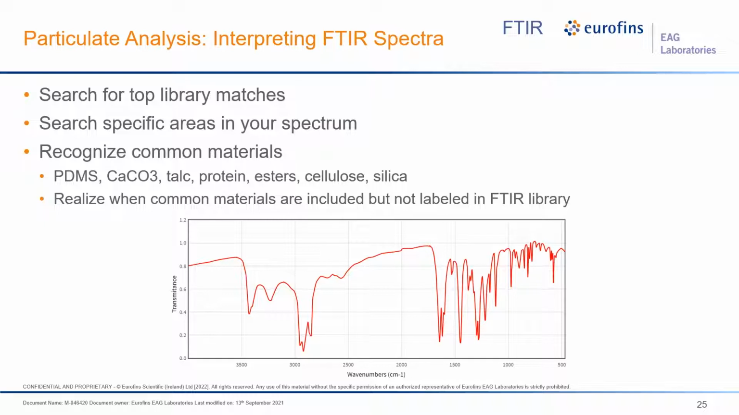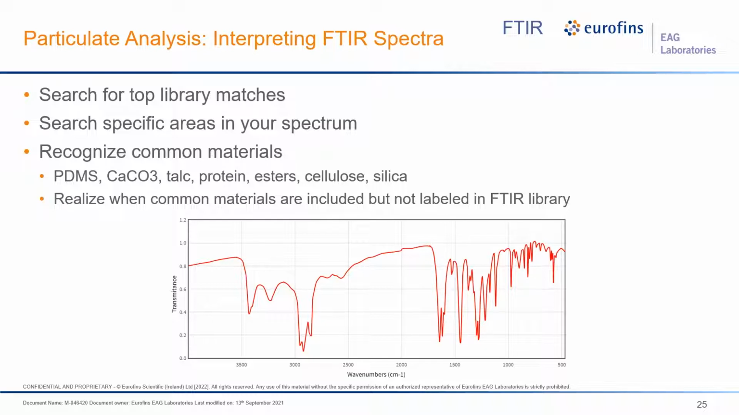You want to search a specific area in the functional group region. So if you search one functional group or two functional groups, see what other compounds have these functional groups in common, and recognize common materials. For example, PDMS we see fairly often as a background or by itself. PDMS is in our makeup and hair gels. It's everywhere around us, in production as well. Calcium carbonate is sometimes used as a rubber filler. We see it fairly often as well.